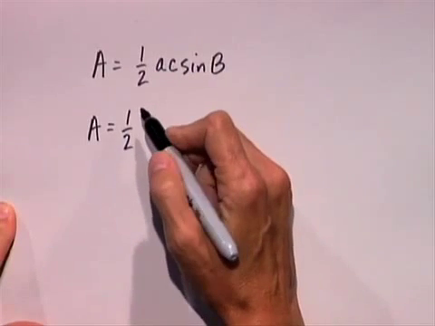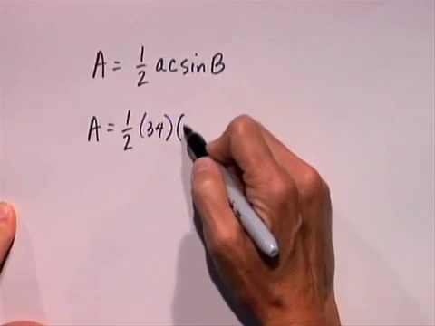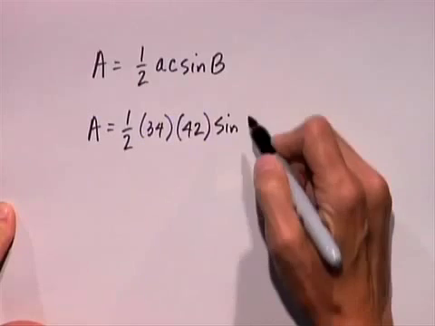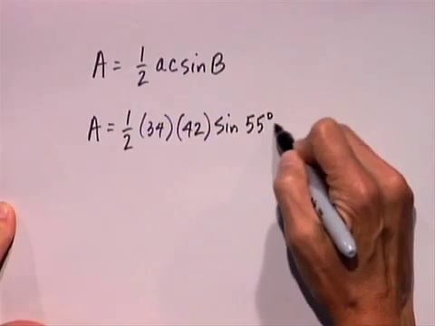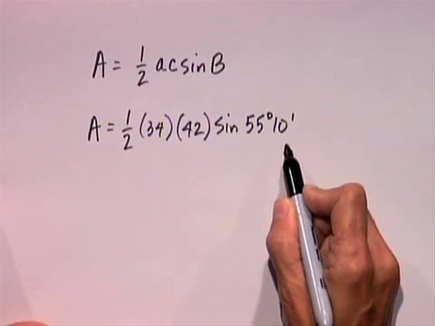Side A is 34, side C is 42, angle B is 55 degrees 10 minutes. And all I need to do is crunch a number on my calculator. Well, let's go ahead and grab our calculator and put that set of values in.